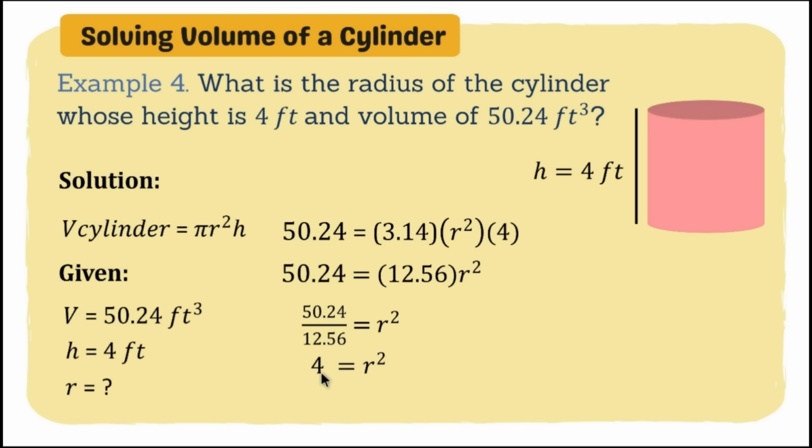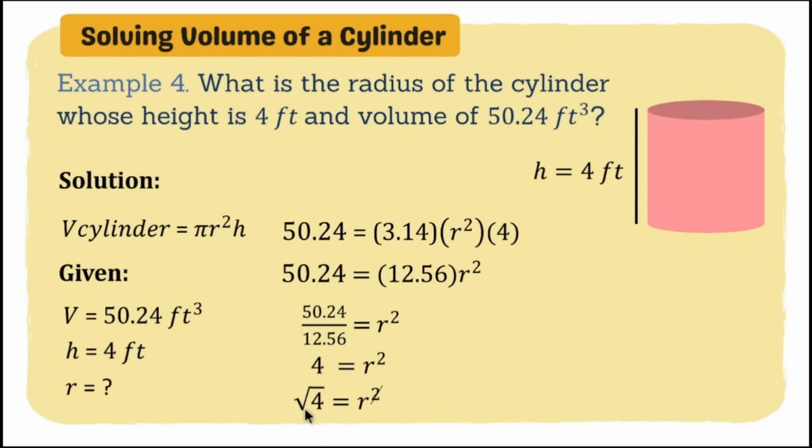Now, ang hinahanap natin is radius, not radius squared. So paano natin makukuha kung ang radius squared ay 4, ano ang magiging value ni radius? Ano ba ang inverse ng squaring? Okay, of course, it is getting the square root. Okay, so kunin mo yung square root ni 4 para matanggal natin yung exponent dito.